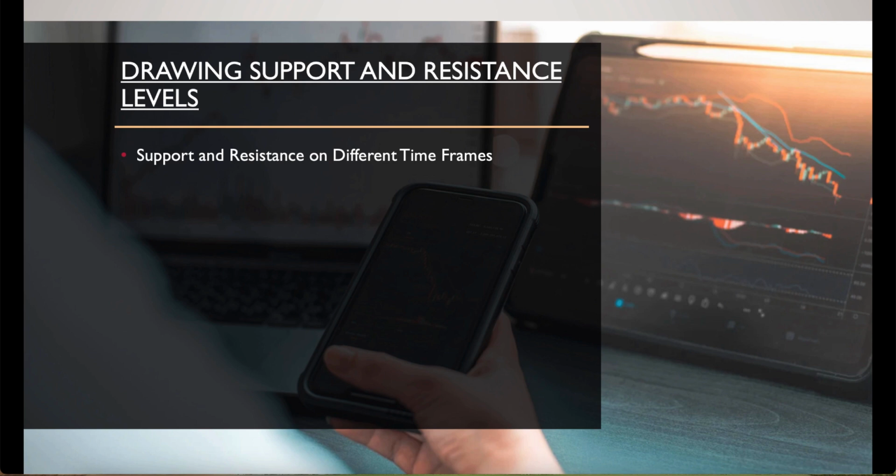But again, this will take a lot of practice, so I wouldn't recommend you guys to go on the lowest time frames, for example the 1 minute, the 5 minute, or the 15 minute. So start off higher, then you'll have a high probability of taking the trades off these support and resistance levels.